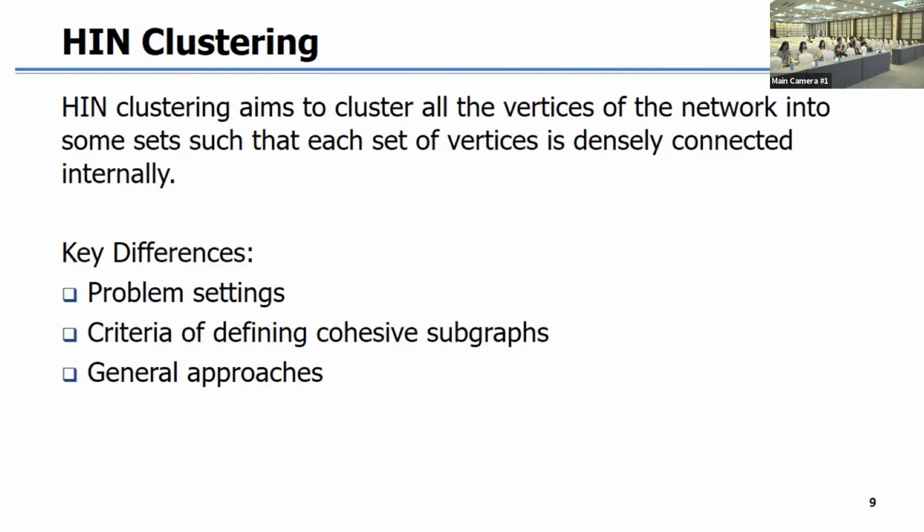The general approaches are also different. Cohesive subgraph search solutions often work in an online manner, while HIN clustering is often based on learning algorithms which are usually time-consuming and unscalable to large HINs. Next, I will very briefly introduce several works on HIN clustering.